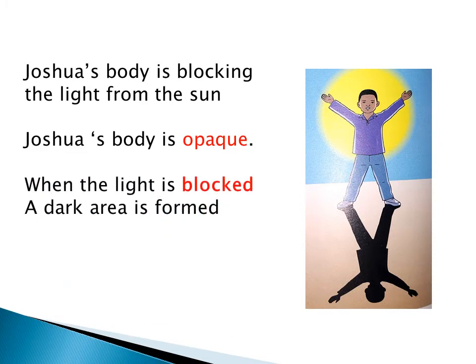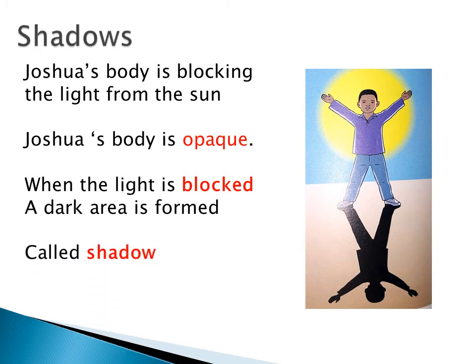So when the light is blocked, a dark area is formed. Can you look at the picture? There is a black area down on the floor, right? So what does it mean? When he stands here, he blocks the light from passing, so a dark area will form here. And this is called the shadow. Has anyone seen their shadow before? Of course, right? So you know now how the shadow is formed.